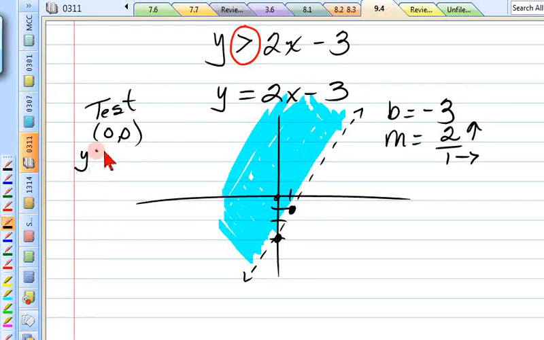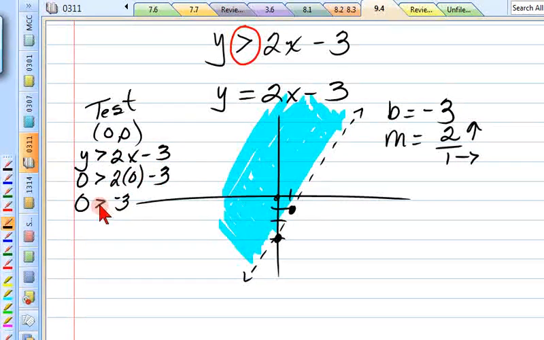So if I have y is greater than 2x minus 3, and I plug in 0 for x and 0 for y, is 0 greater than 2 times 0 minus 3? What's 2 times 0? 0. And 0 minus 3 is negative 3. Is 0 greater than negative 3? Yes, that's true.